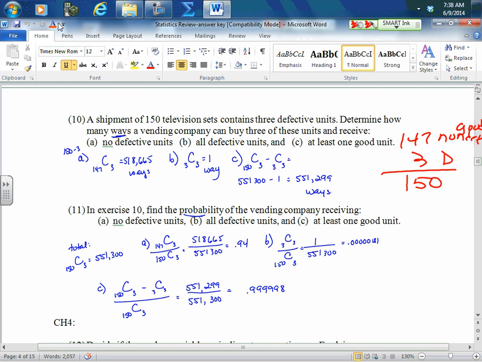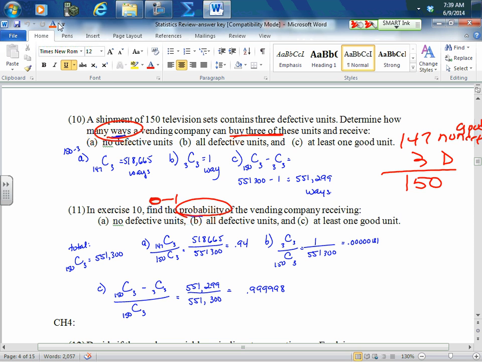Now sometimes they play with the words. Determine in how many ways. Ways is different than probability. Ways is your big number. You just figure out the one part. Probability is part over whole. That's the number between 0 and 1. So I gave you the first step, figuring out how many ways, and then asking you to do the probability, part over whole. How many ways can you buy 3 of these?